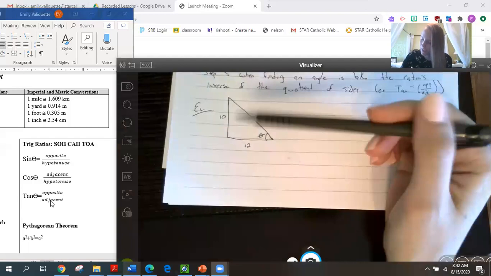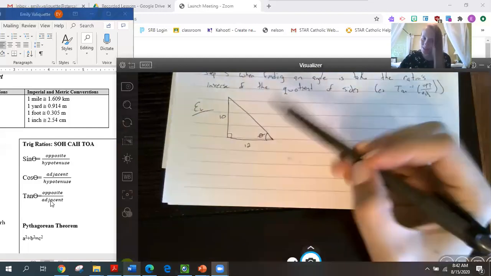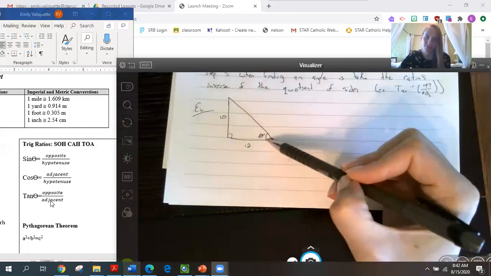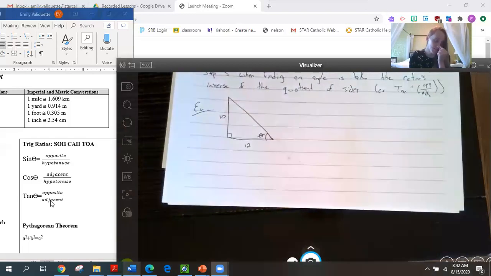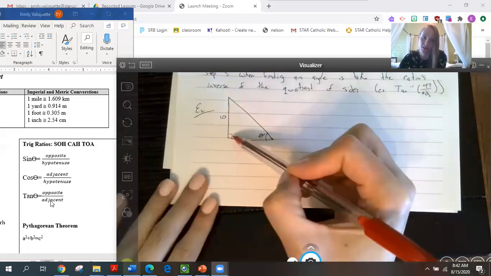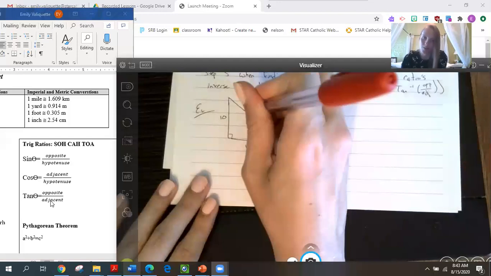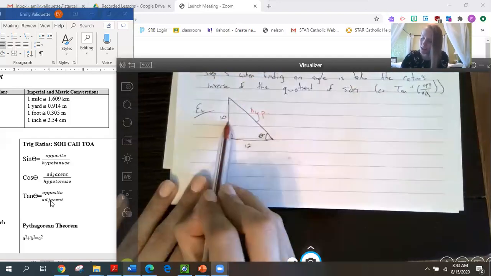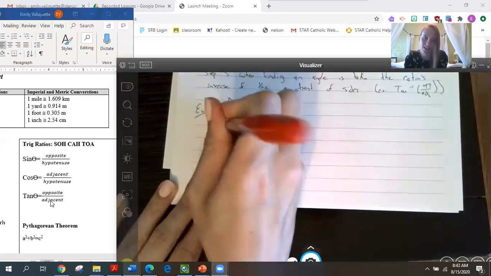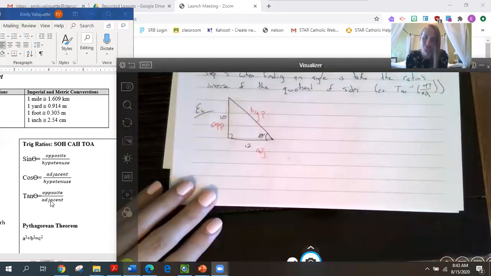So I've given you a right triangle here. This little angle symbol tells us that that is the angle that we're looking for. And then I have my two side lengths. So step one, I'm going to label my sides. Across from the right angle is my hypotenuse. Across from the angle I'm looking for is my opposite side. And then the other side is just my adjacent.